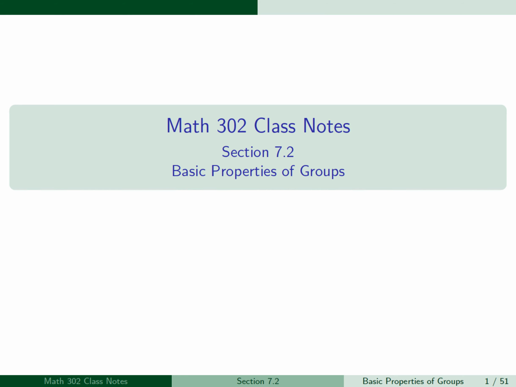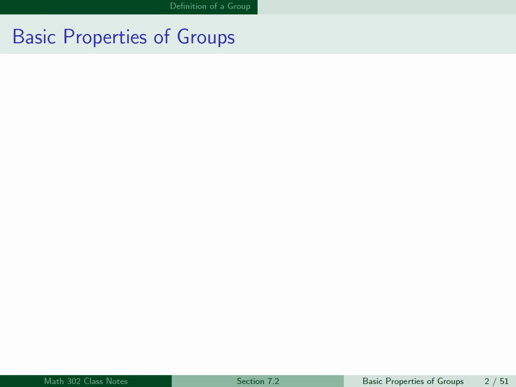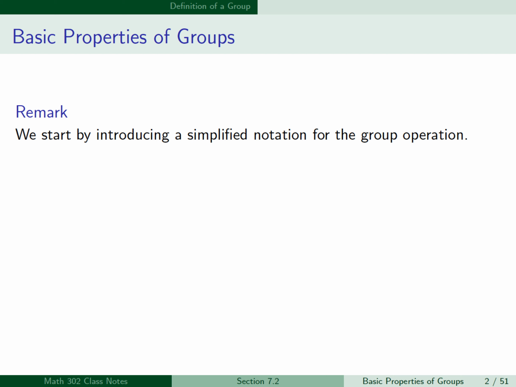This is the lecture for section 7.2, Basic Properties of Groups. We're going to start by introducing a simplified notation for the group operation.